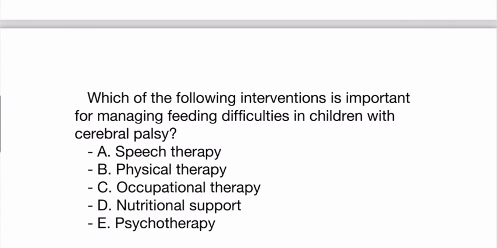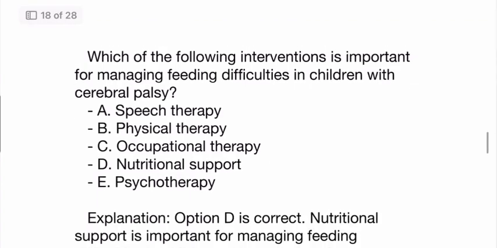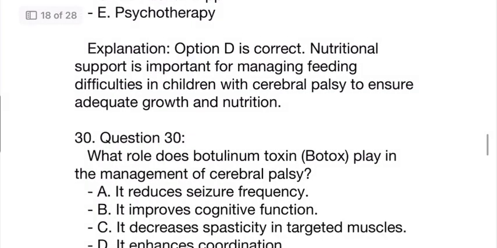29. Which of the following interventions is important for managing feeding difficulties in children with CP? Okay, so managing feeding difficulties in children with CP. A, speech therapy. B, physical therapy. C, occupational therapy. D, nutritional support. E, psychotherapy. I think this one is direct. It's nutritional support, and it's important for managing feeding difficulties.